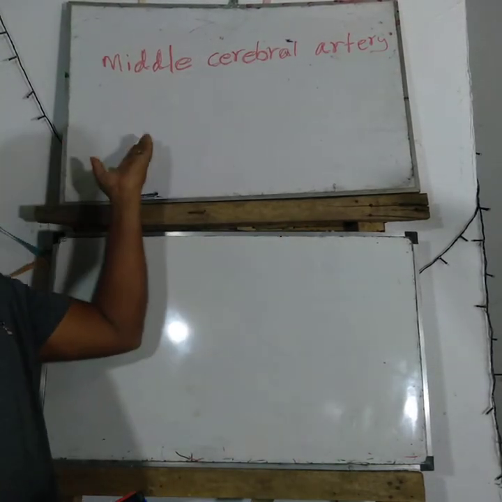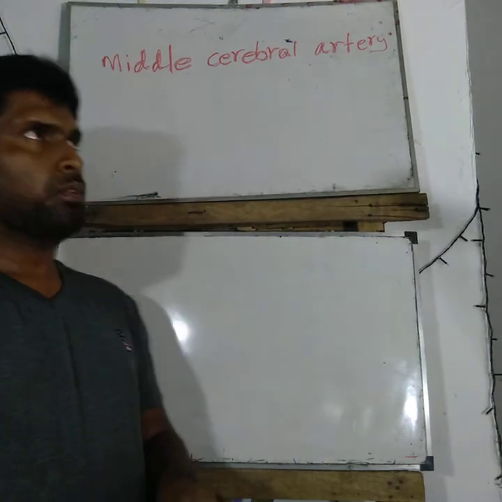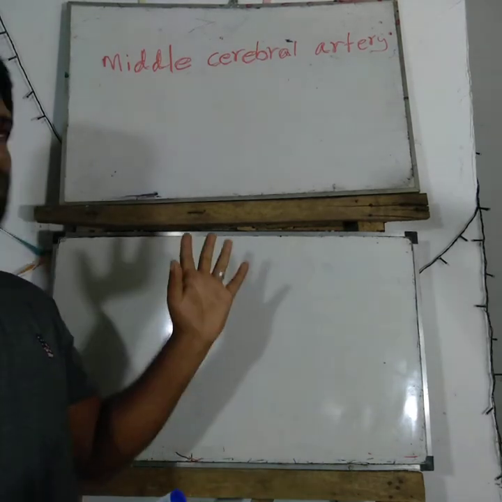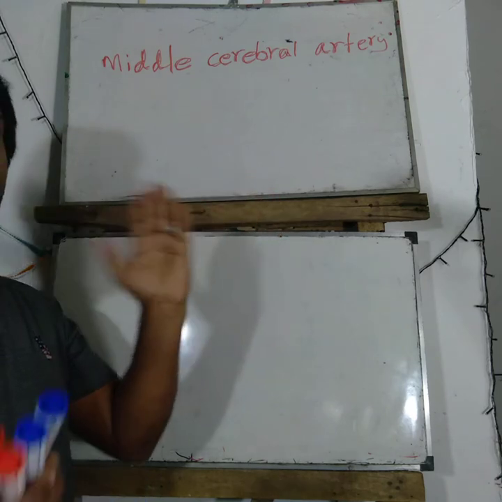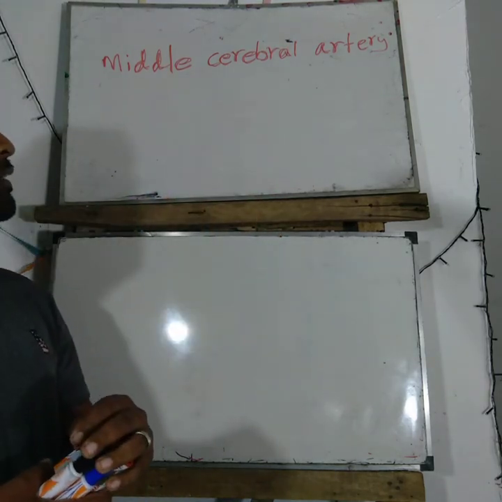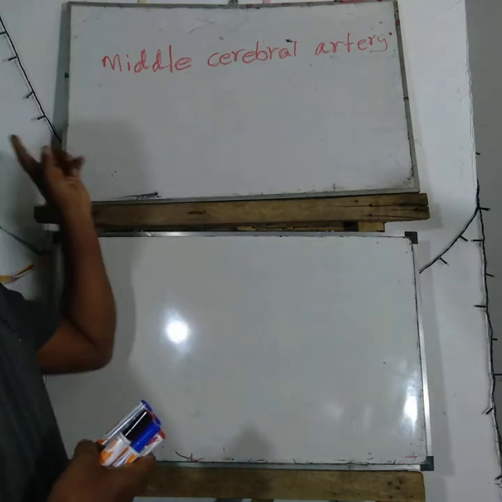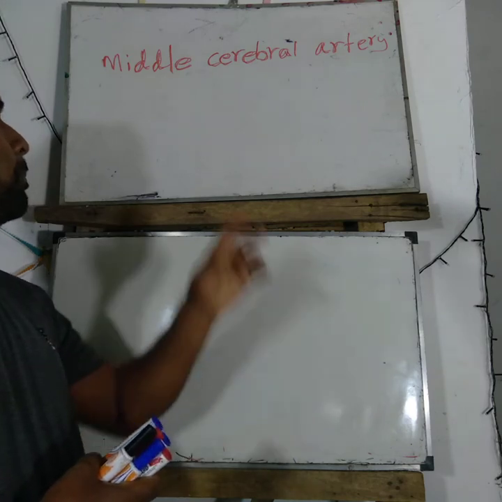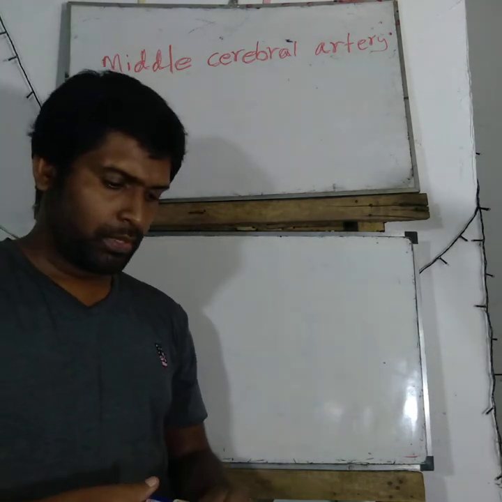Today also the topic is the middle cerebral artery. The middle cerebral artery is the most important. Why? It supplies the lateral side of the brain, a lot of the main organs, giving the main arterial supply of the middle cerebral artery.